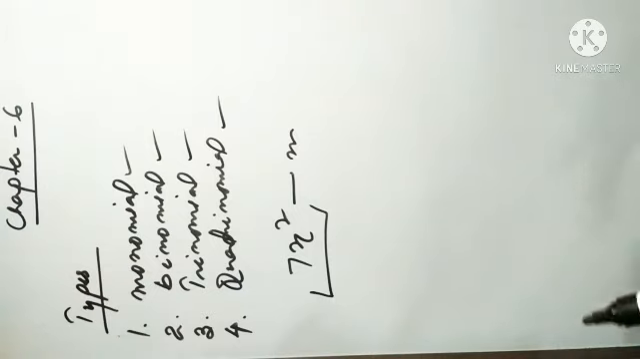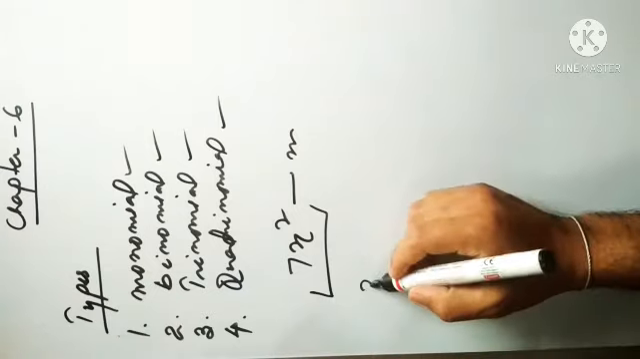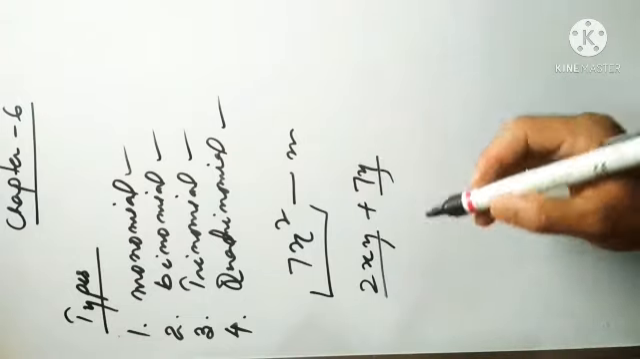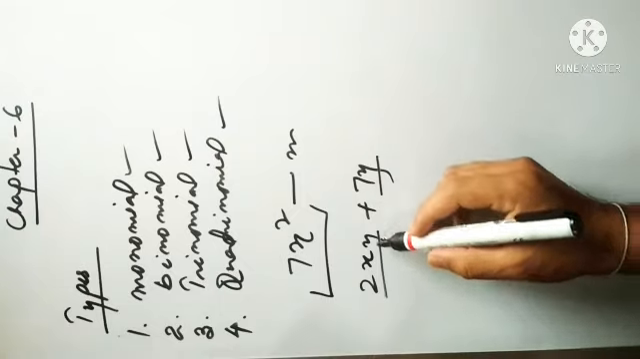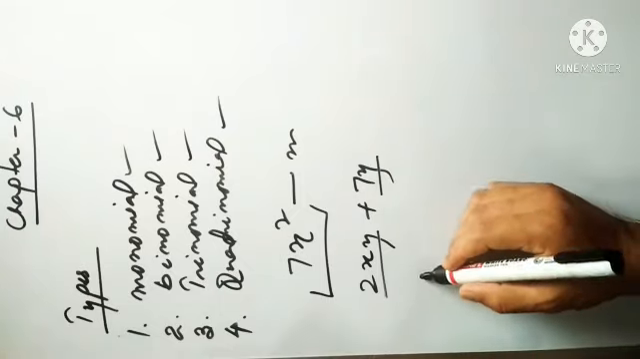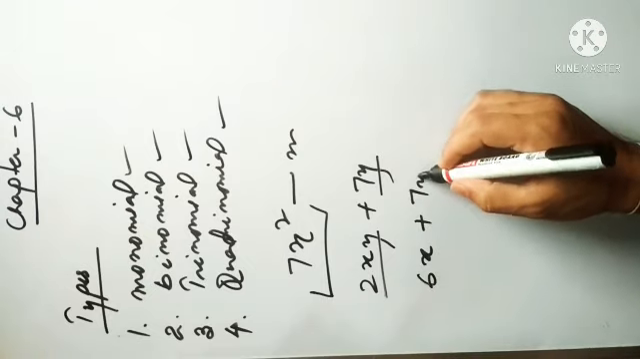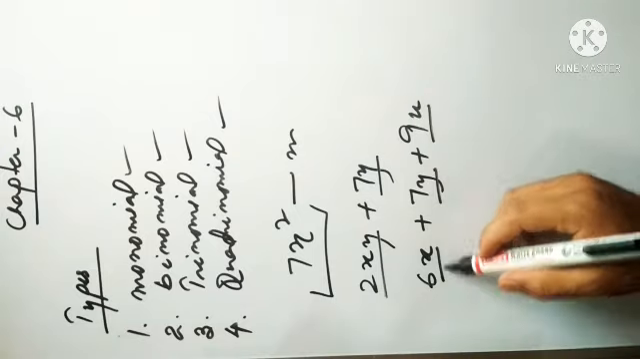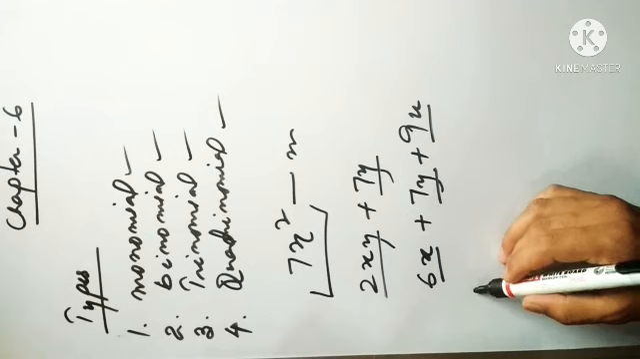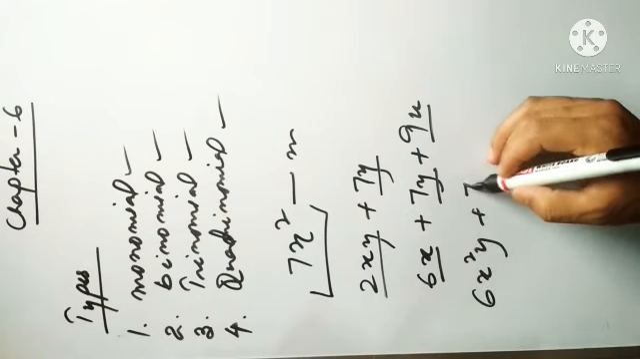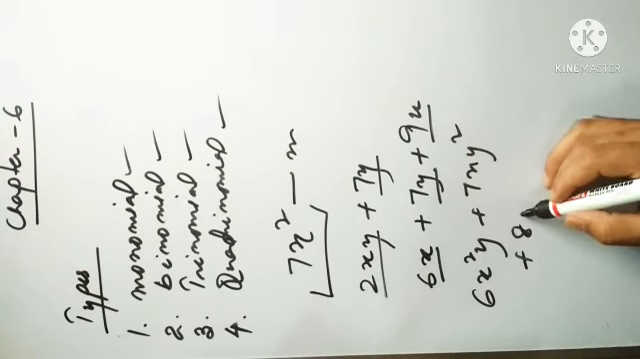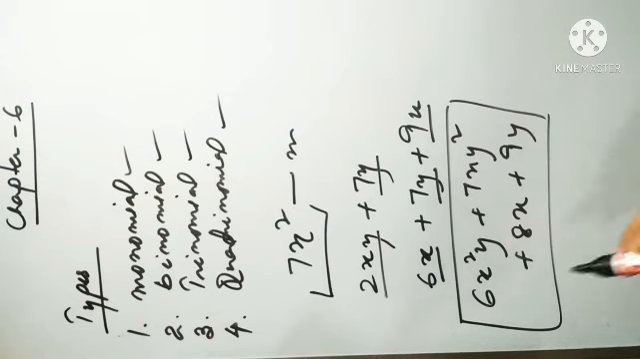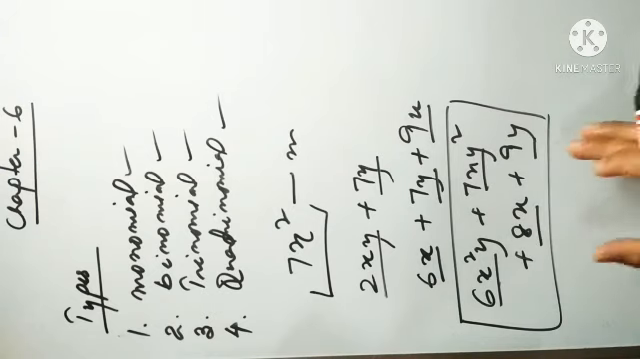If I give you an algebraic expression having 2 terms, let me say twice xy plus 7y, one term, so 2 terms, so this is a binomial. What about the trinomial? 6x plus 7y plus 9u. 1, 2, 3. So this is a trinomial. Similarly, if there is 6x square y plus 7xy square plus 8x plus 9y, in this expression, how many terms? 1, 2, 3, 4. So this is a quadrinomial.